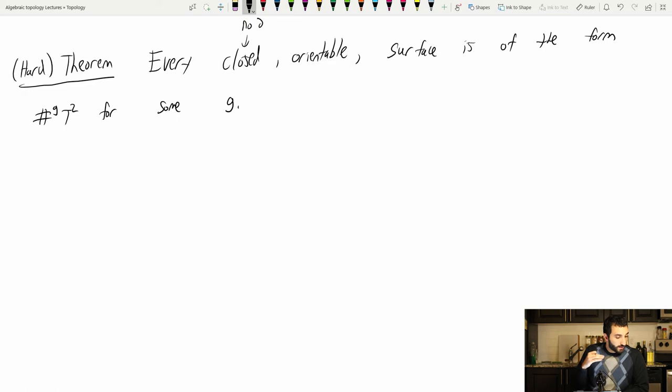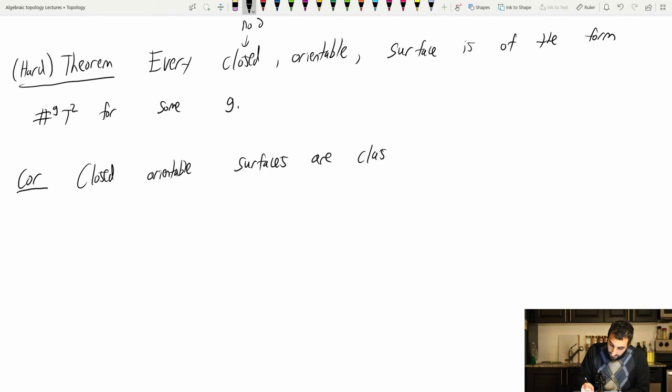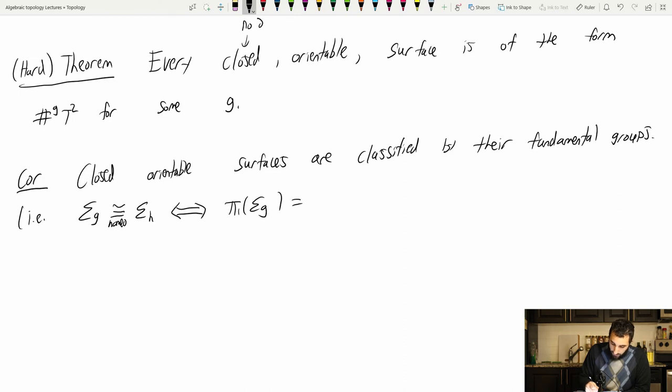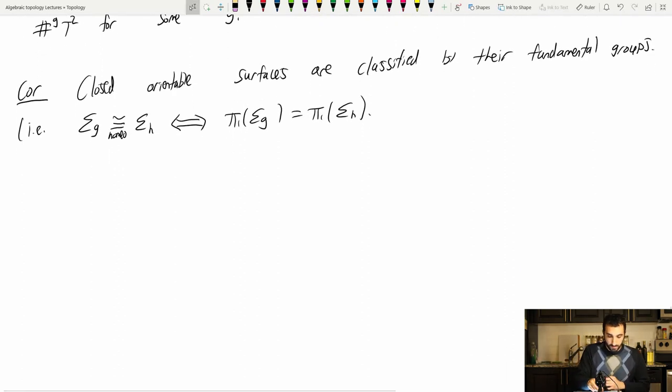And here is a nice thing that falls out of that, which we will prove. Closed orientable surfaces are classified by their fundamental groups. What do I mean by that? I mean, sigma G is homeomorphic to sigma H if and only if pi 1 of sigma G is equal to pi 1 of sigma H. So let's prove this.